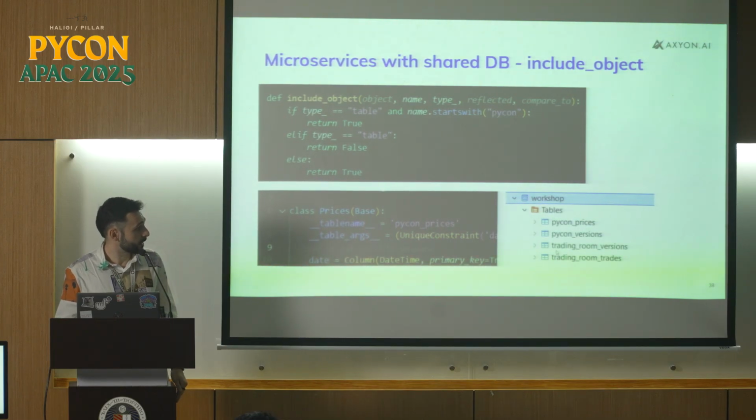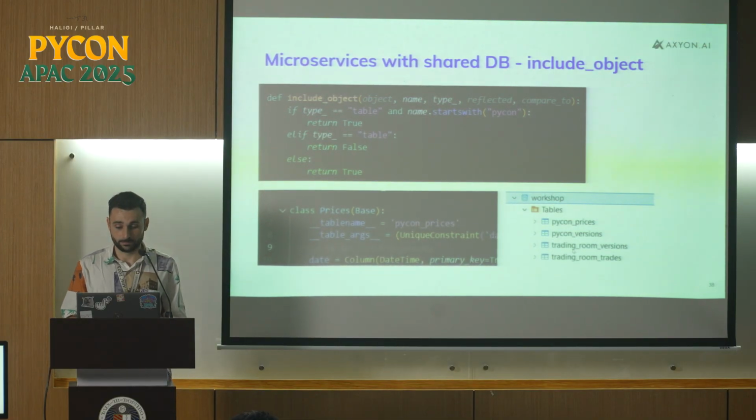And finally, the solution to our problem will look more or less like this one, where we have, for example, the project trading room and the project PyCon sharing the same database. And they have these tables that are characterized by the prefix that Alembic is defining for us.